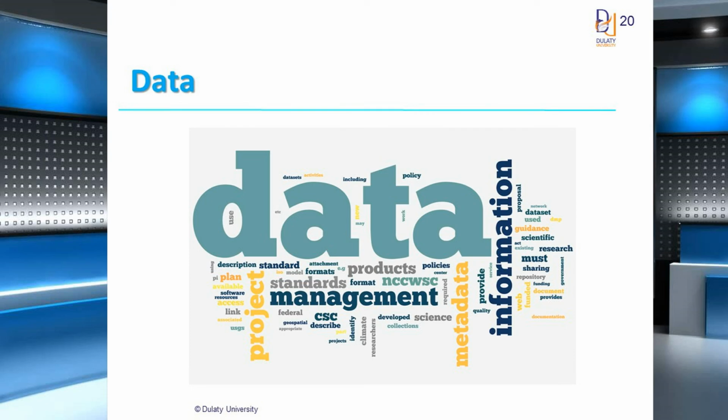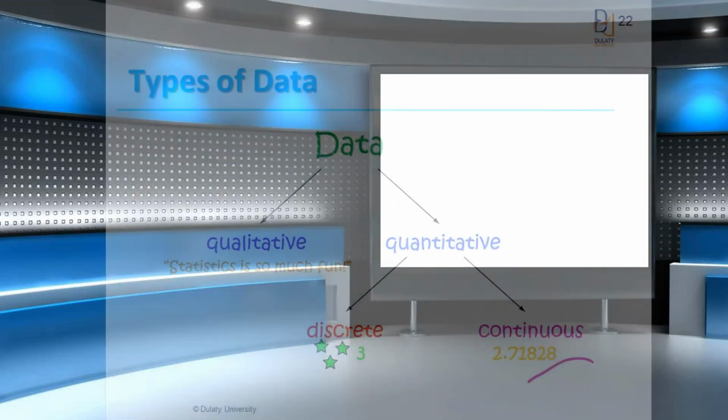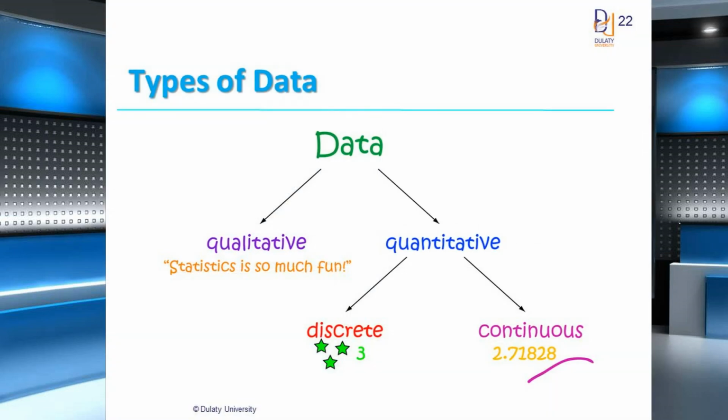Data. Data are the raw bits and pieces of information with no context. If I told you 15, 23, 14, 85, you would not have learned anything, but I will have given you data. Data can be quantitative and qualitative. Quantitative data is numeric, the result of a measurement, count, or some other mathematical calculation. Qualitative data is descriptive. Ruby red, the color of the Ford Focus, is an example of qualitative data.